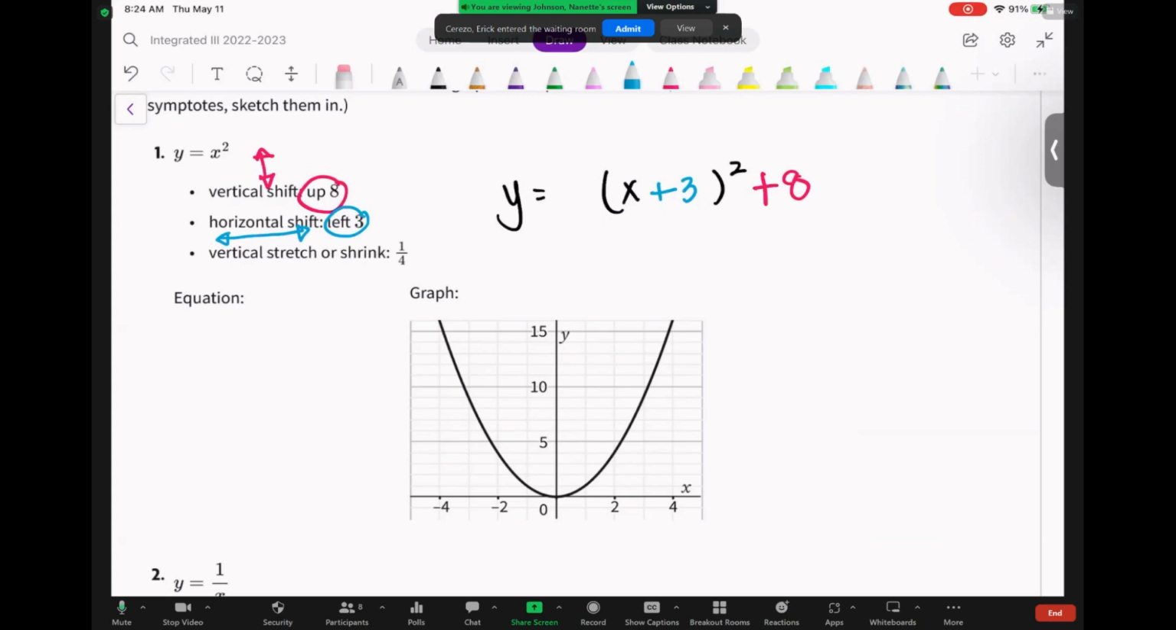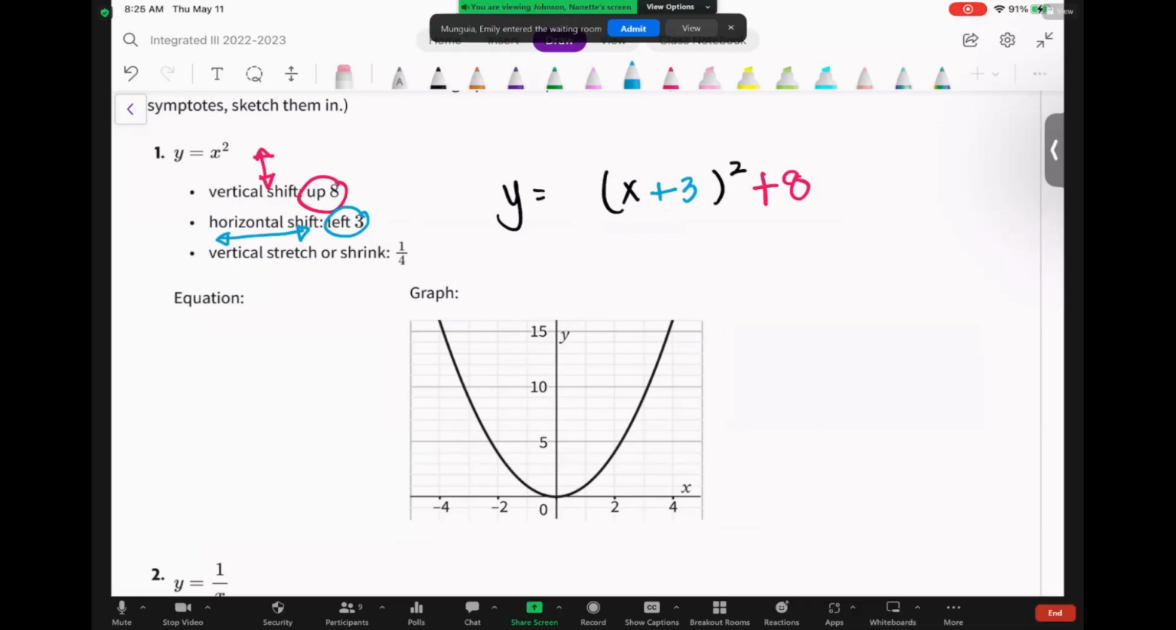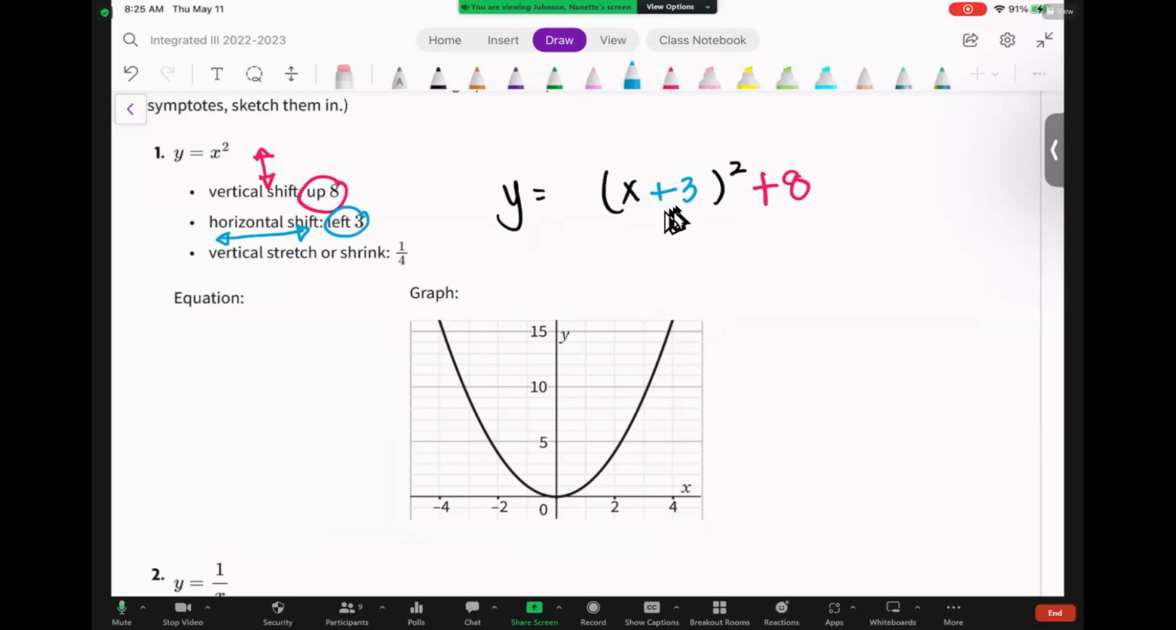In horizontal land, we shift it. Oops, sorry, lots of things happening. In horizontal land, we shift it backwards of what you normally think, right? So this plus 3 actually means left 3.